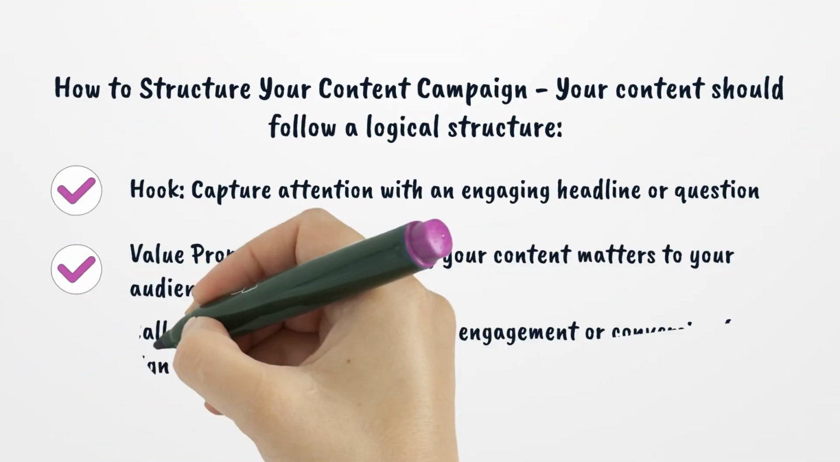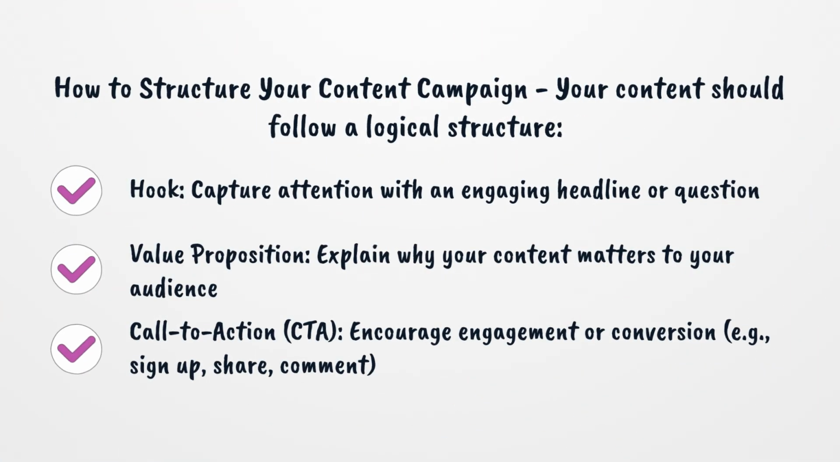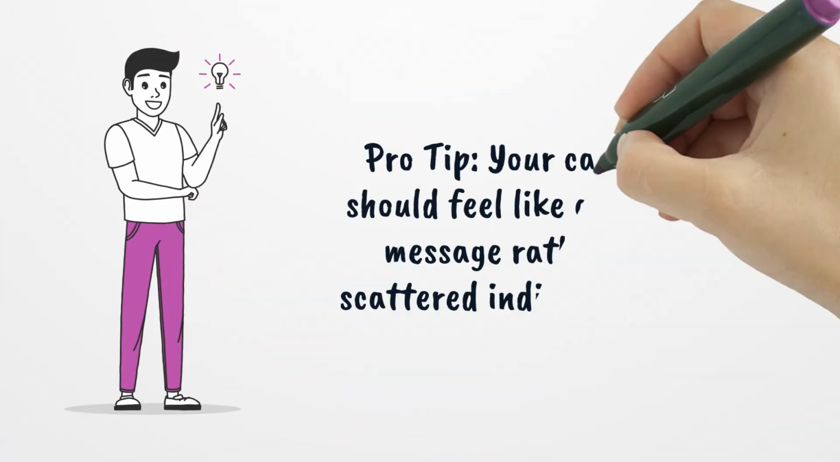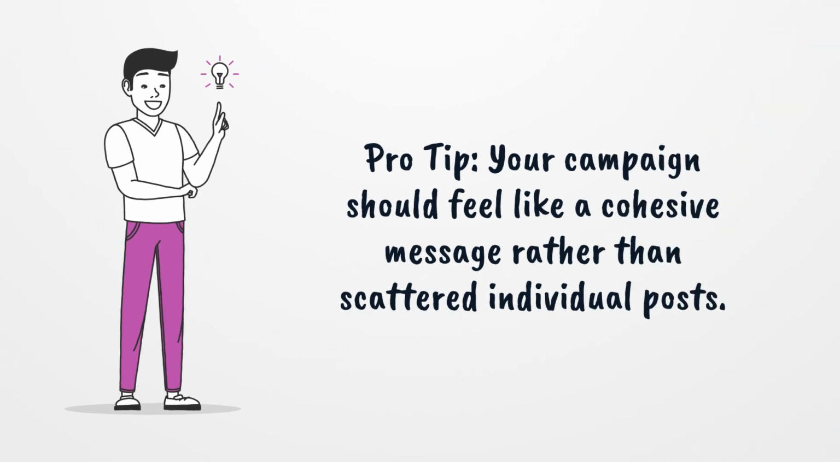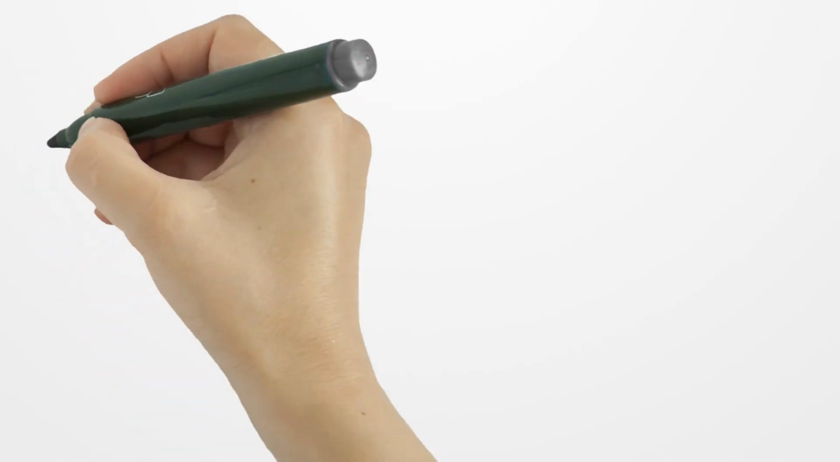B. How to structure your content campaign. Your content should follow a logical structure. Hook: capture attention with an engaging headline or question. Value proposition: explain why your content matters to your audience. Call to action, CTA: encourage engagement or conversion, e.g., sign up, share, comment. Pro tip: your campaign should feel like a cohesive message rather than scattered individual posts.